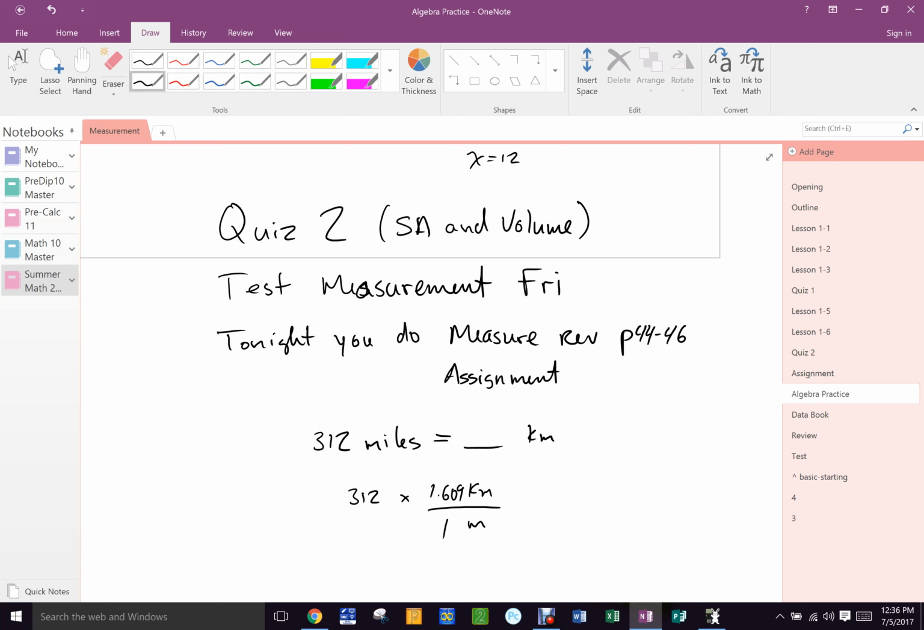Just like there's 1,000 meters in a kilometer, there's 1,000 grams in a kilogram. There's 1,000 snickelfritzes in a kilo snickelfritz. Understand? That's why metric is cool. It doesn't matter what you're measuring, it's always times 10 for each step. Good?